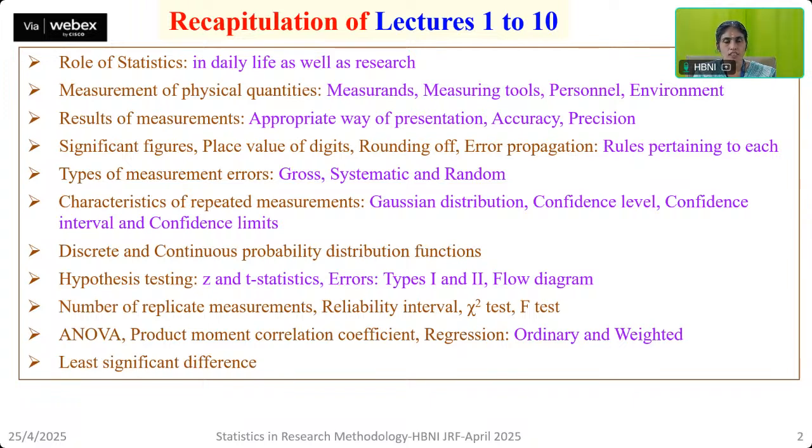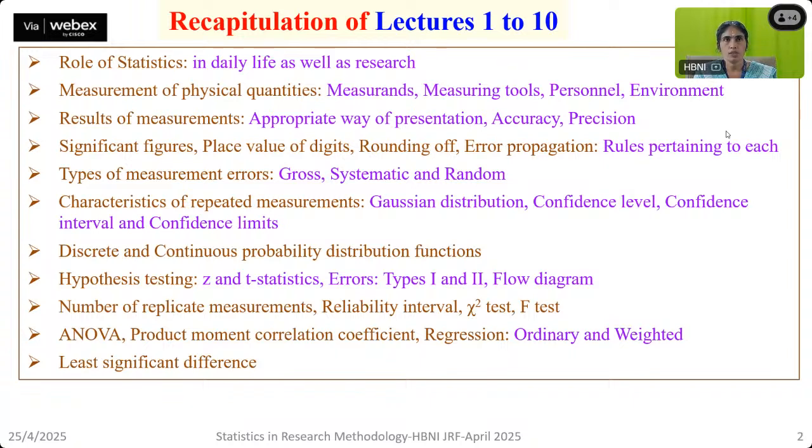Then the measurement of physical quantities and the parameters affecting the measurements, the results of measurements, appropriate way of presentation of data, as well as the associated accuracy, precision, ways to improve all these things, significant figures, place value of digits, rounding of error propagation, and the rules to each one of these. Then various types of measurements, namely gross, systematic, and random errors.